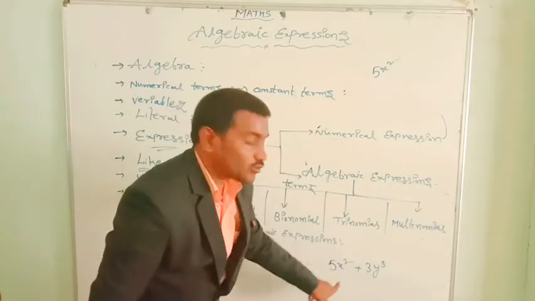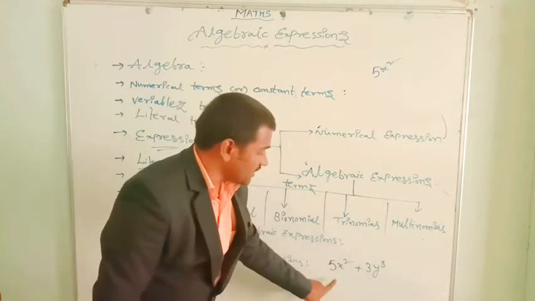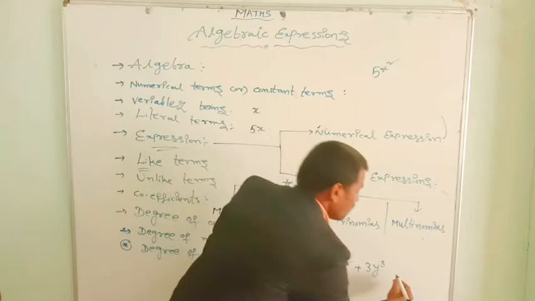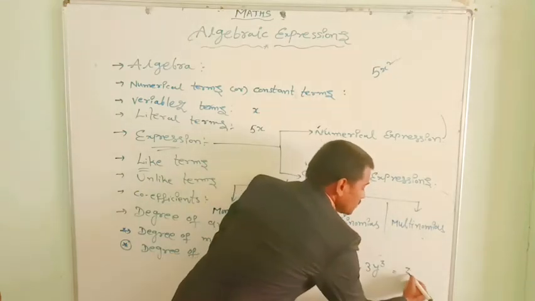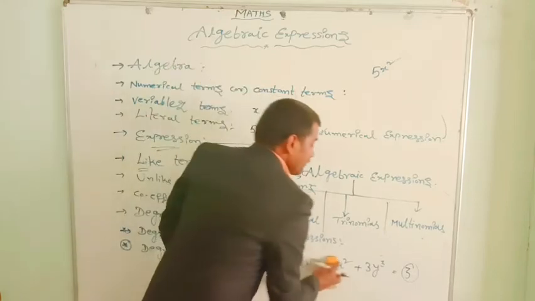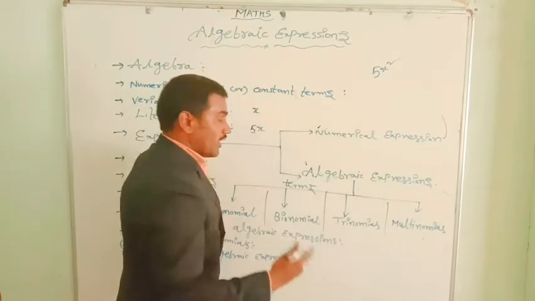Suppose here we have 2 terms. This term has 2 as its degree and this term has 3 as its degree. So the highest degree is this, and 3 is the degree of this algebraic expression. Now let me tell you one more example to help you understand.